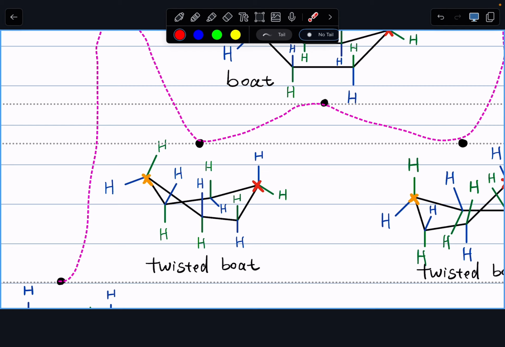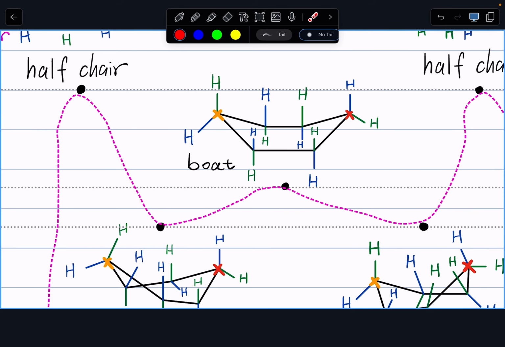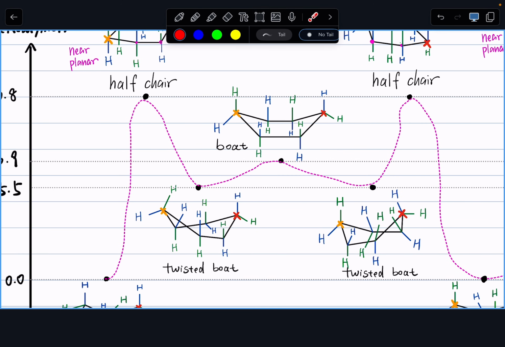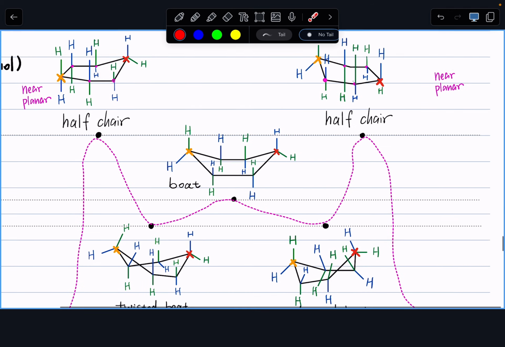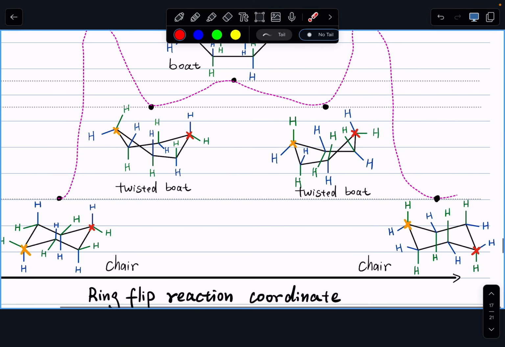So the twist boat is slightly lower in energy, and then eventually we'll form a boat conformation, so that the bottom four are coplanar, and the top two are pointing towards each other. So that's what we call a boat conformation. And then we can hold this yellow one unchanged, and then twist the red one to become a twist boat and then a half chair. All right. And then from here, we'll twist it back so that we have the lower energy chair conformation again.